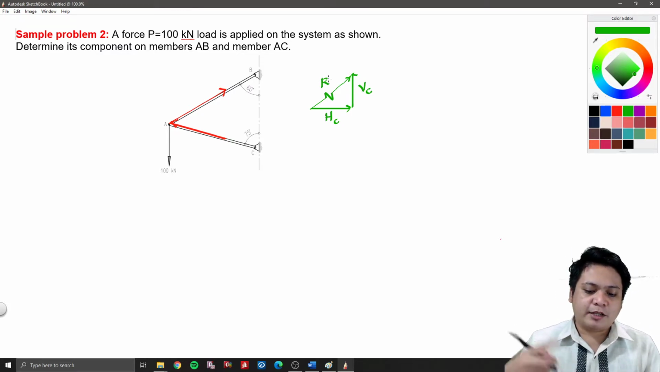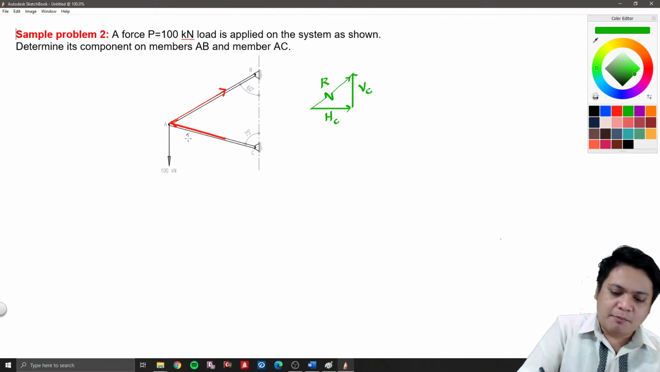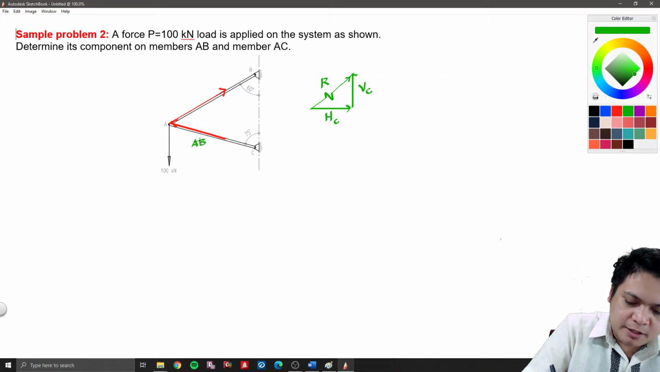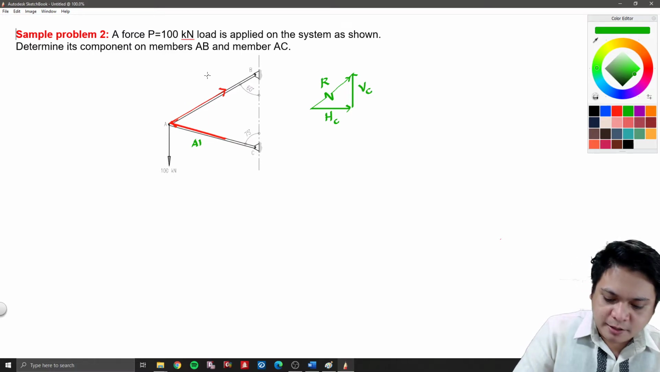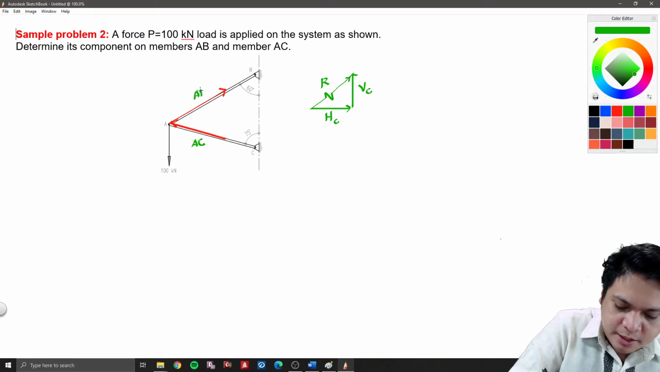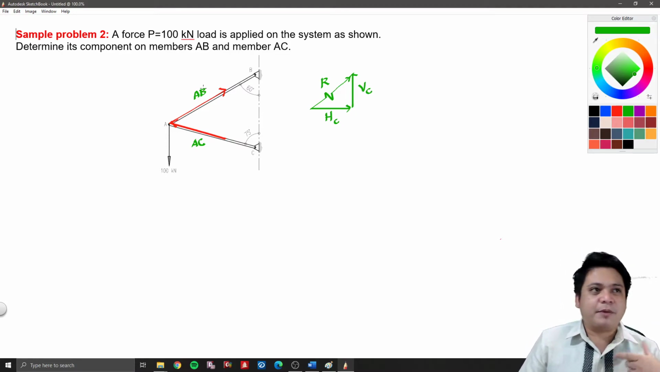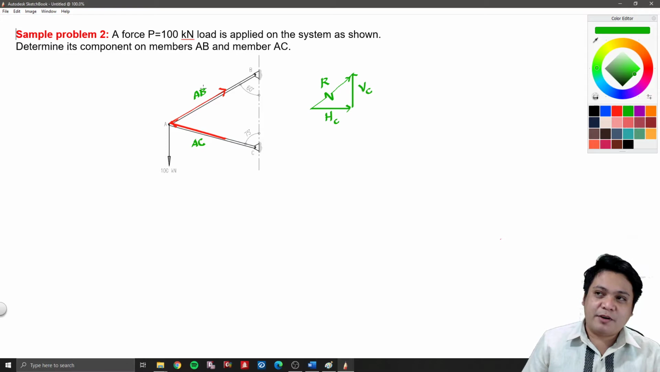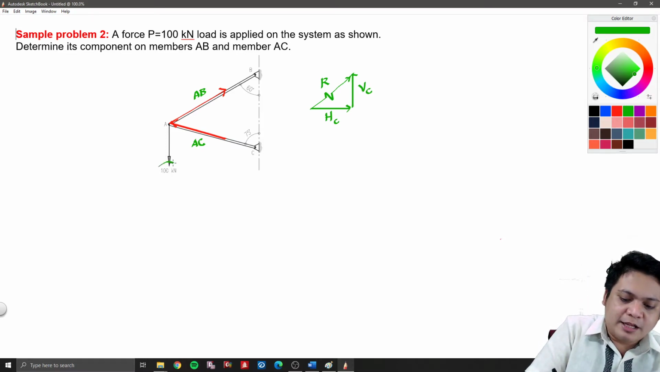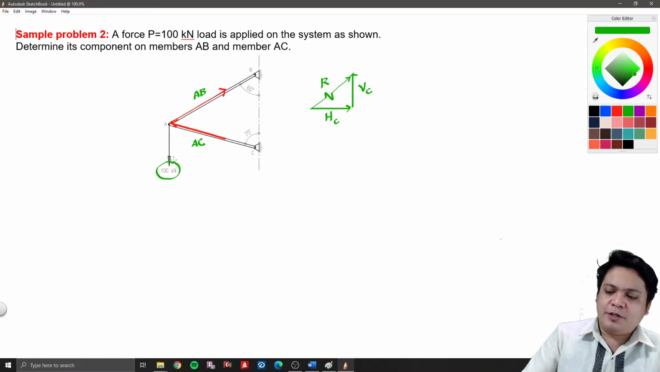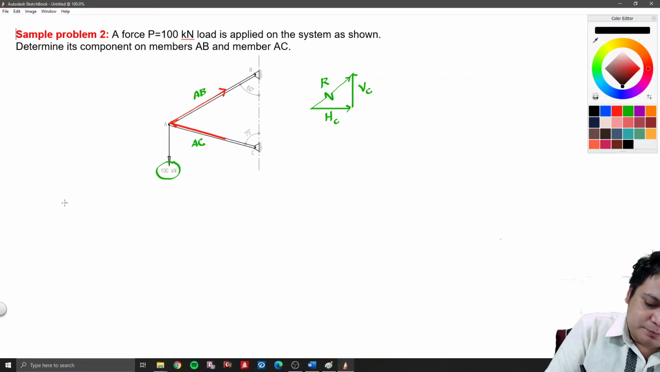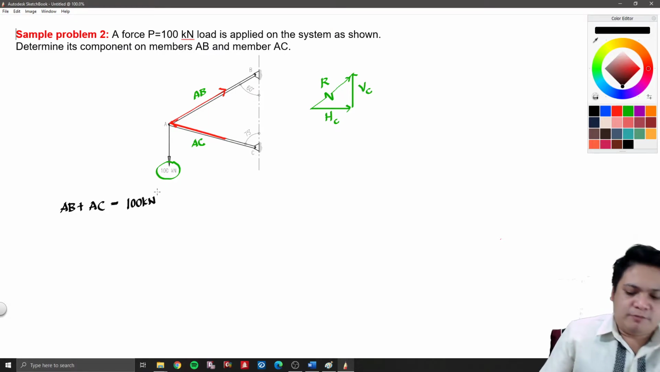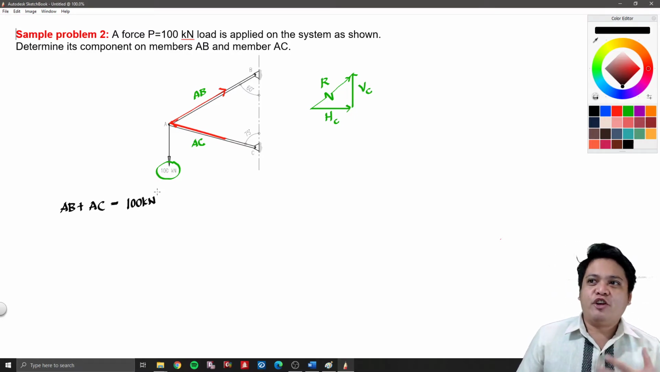So what we are trying to say in this problem is, this is member AC and this is member AB. When we add member AB and member AC, the result should be the 100 kilonewton force. So with that, I could say that AB plus AC should become equal to 100 kilonewton. Mathematically, that is what it is saying.